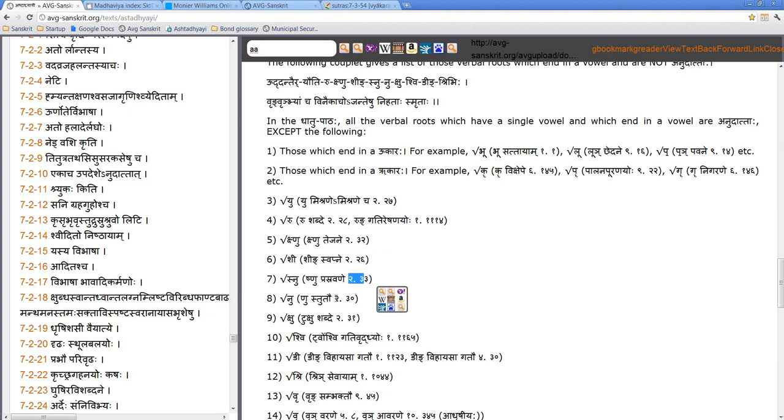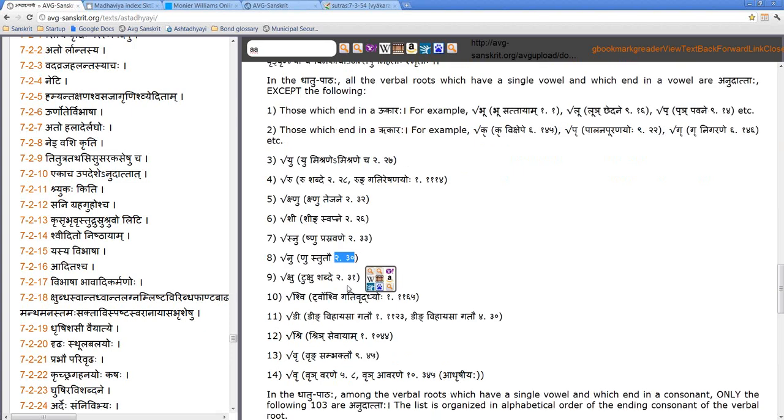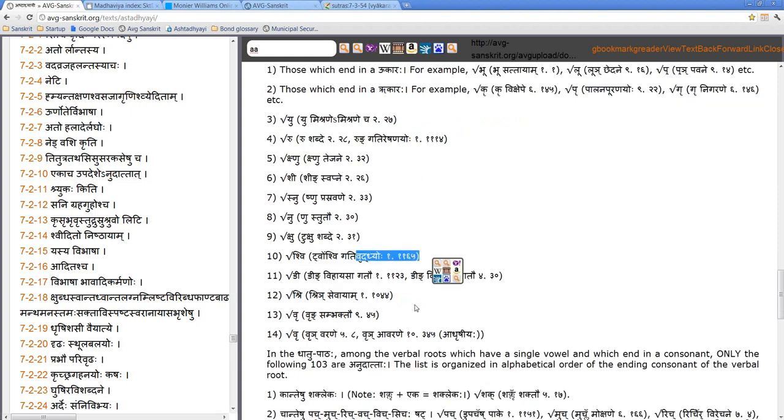And nu, which is nu stutau, in the adadiganaha, nu is to praise. Then kshu, kshu shabde, adadiganaha. Then shvi, shvi gati vriddhayoho, to go or to increase, bhvadiganaha. Ding vihayasa gatau, to fly. It comes in two ganas, the bhvadiganaha and the divadiganaha. Then shring sevayam, bhvadiganaha, and vring sambhaktau in the kryadiganaha, and vring varane in the svadiganaha and the churadiganaha.